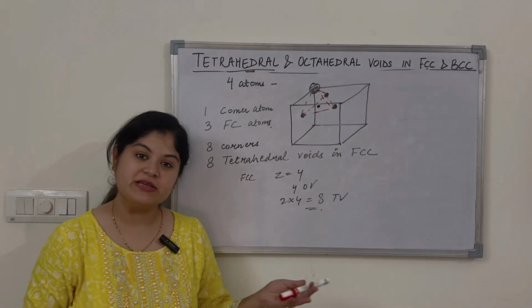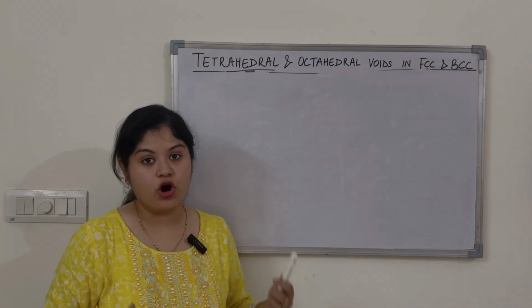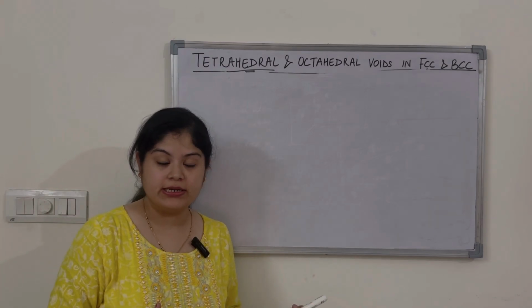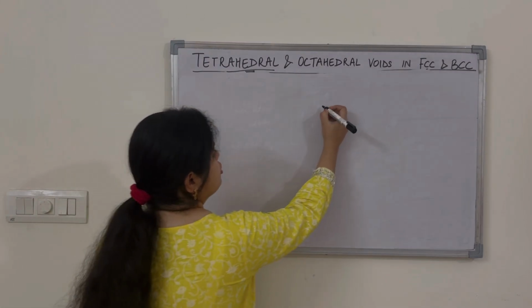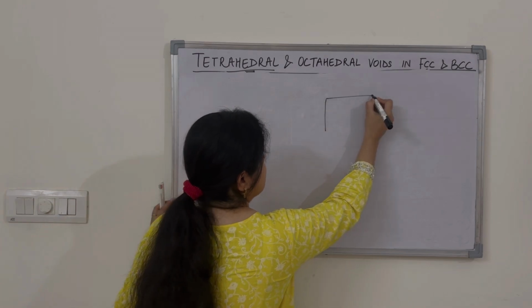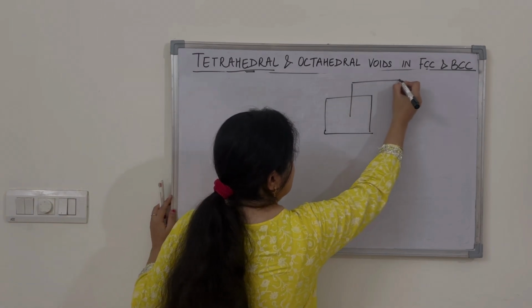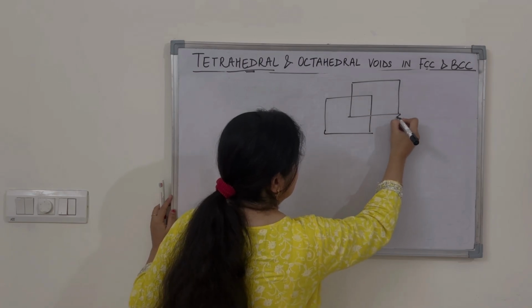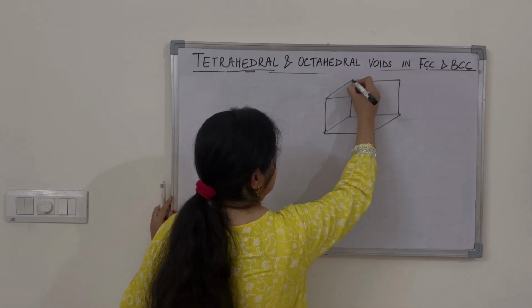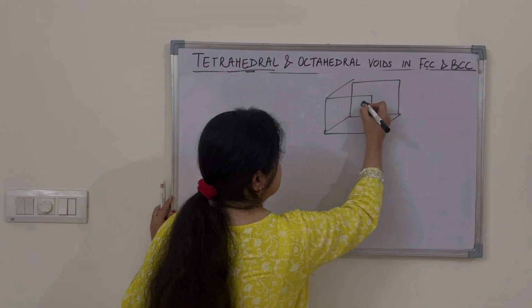So now we come to the BCC structure. So now we come to octahedral voids in a body-centered cubic structure. So in a body-centered cubic structure, you all know that there are atoms at the corners and one atom at the body center. This is a BCC structure.